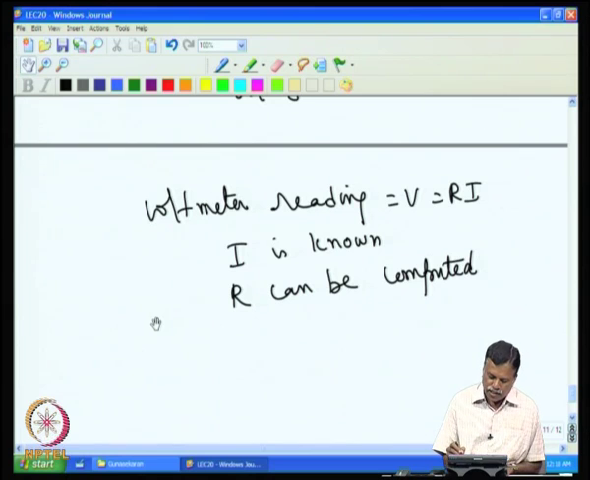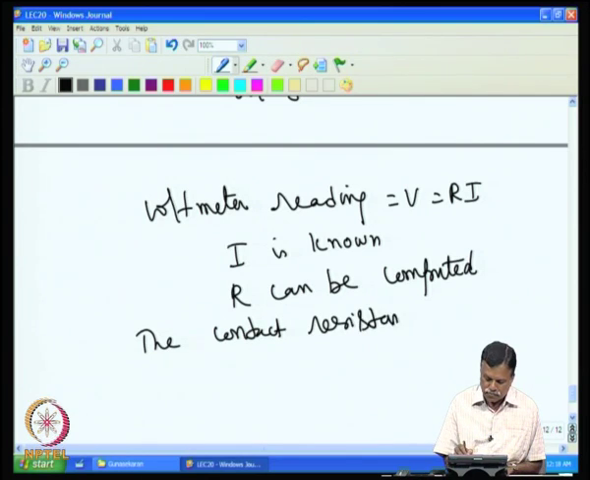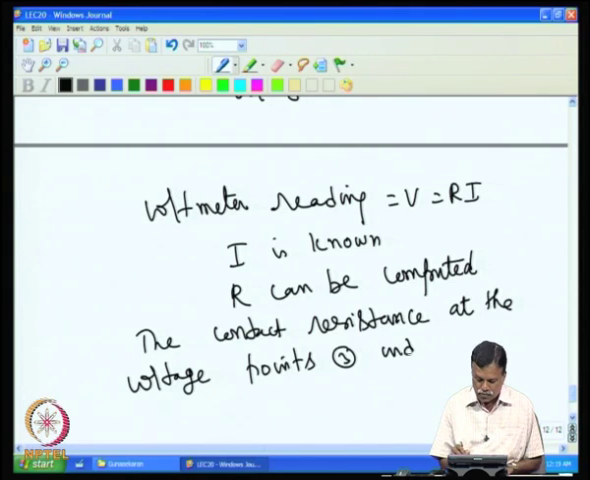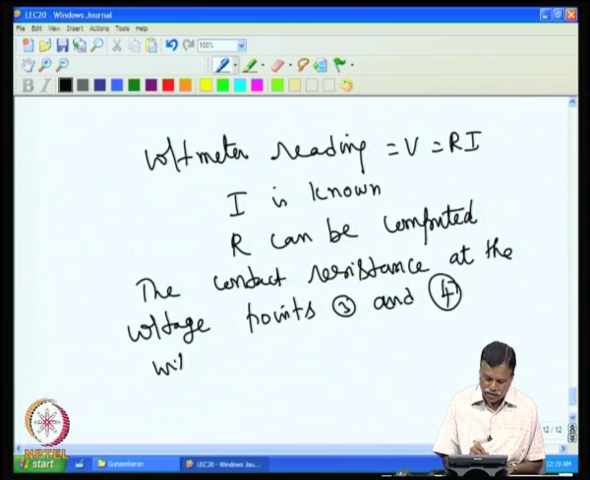So, from the voltmeter reading, R can be computed. The contact resistance at the voltage points 3 and 4 will not affect the accuracy.